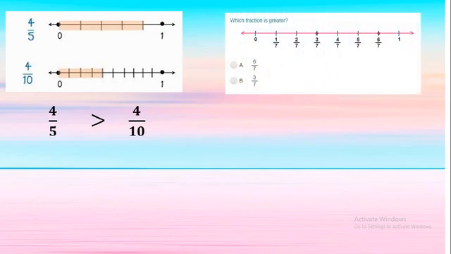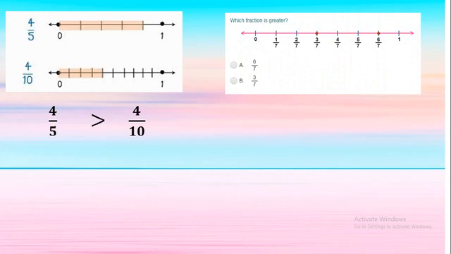Let's have some examples so that you can understand this lesson better. Okay, let's have this. Compare 4/5 with 4/10. What is the symbol? It's greater than. 4/5 is greater than 4/10. Very good.